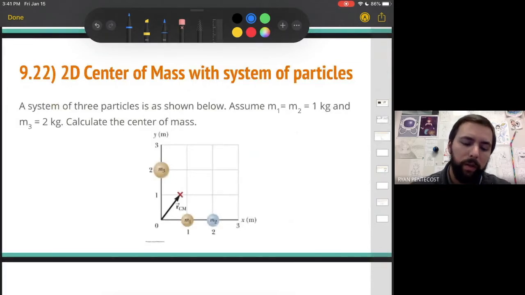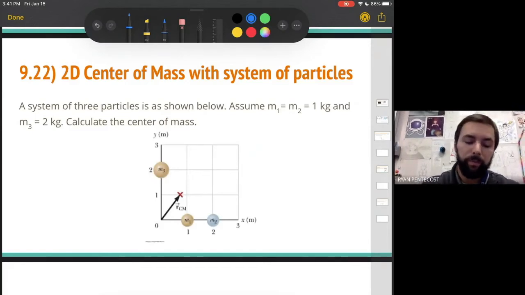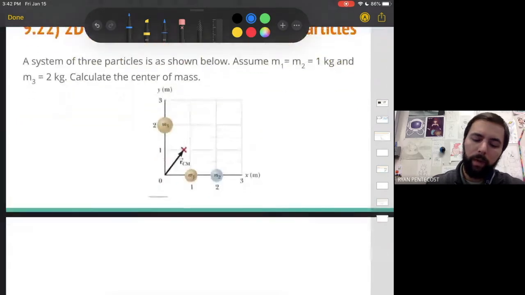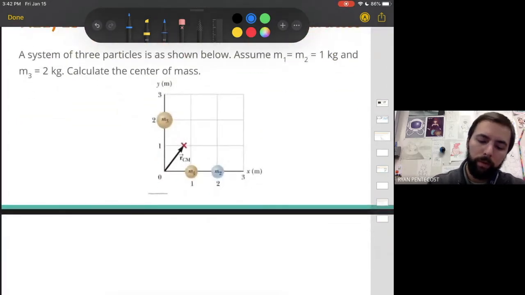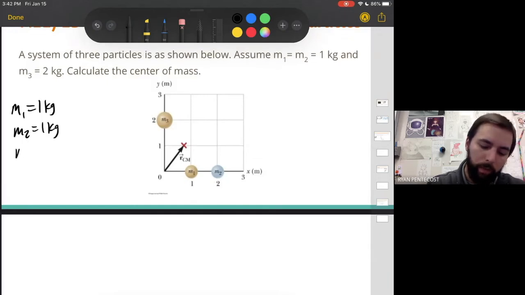But what if we have more than 2 particles? Or what if it's in 2 dimensions? Now we have x's and y's. So we've got a system of 3 particles as shown. Assume M1 and M2 are both 1 kilogram and M3 is 2 kilograms. So let's get our givens. We've got M1 is 1 kilogram. M2 is also 1 kilogram.